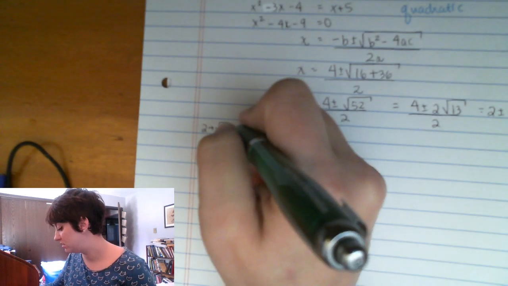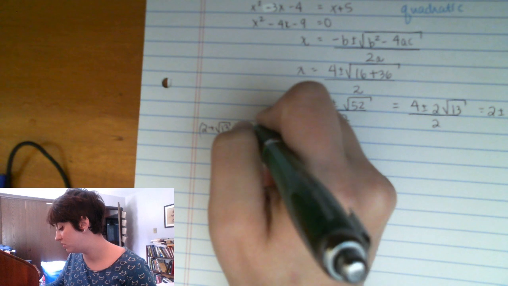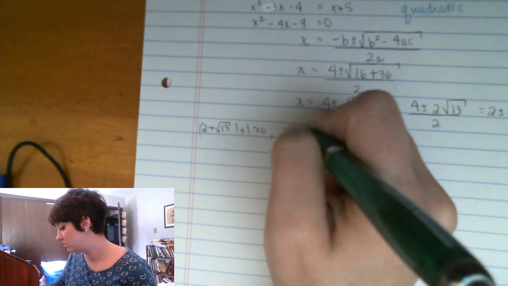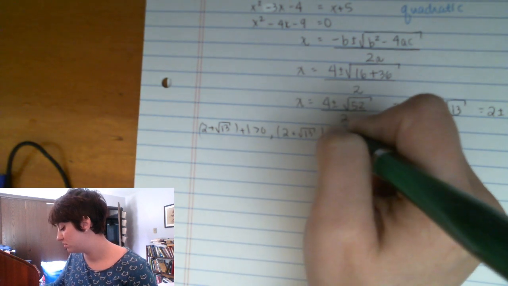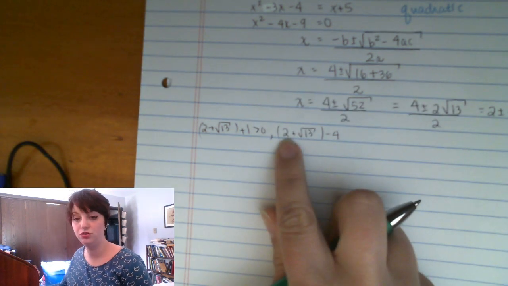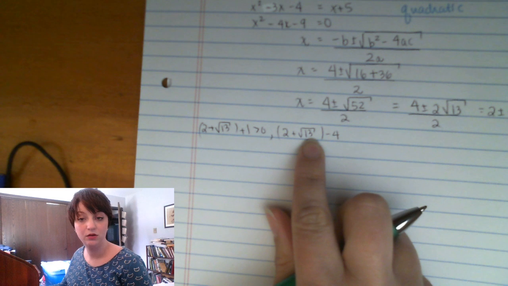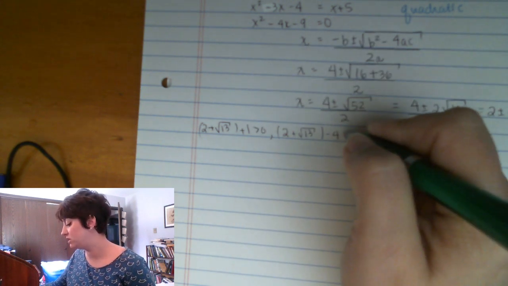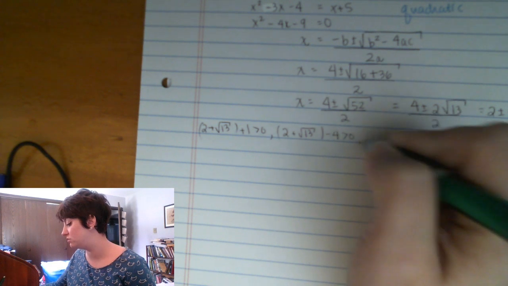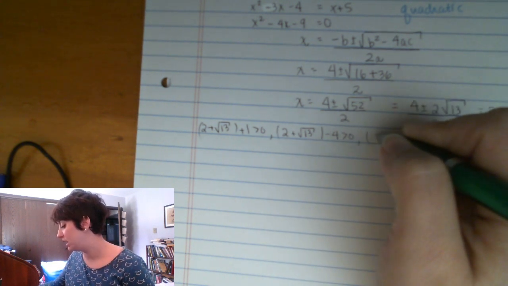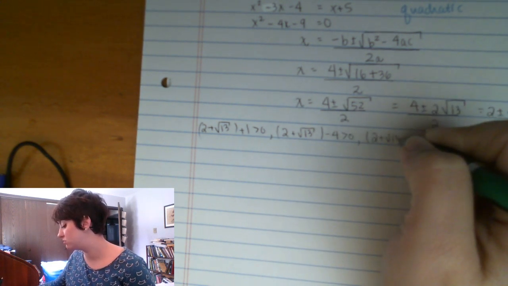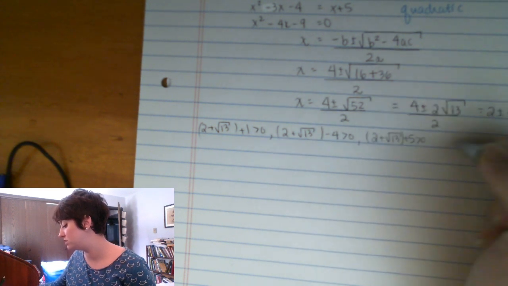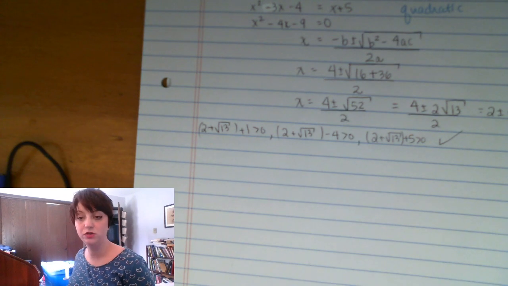This thing plus 1 is bigger than 0. The minus 4, so 2 plus 3 would be 5, minus 4 would be positive. So since root 13 is bigger than 3, this is also positive. And 2 plus the square root of 13 plus 5 is also positive. So 2 plus root 13 works.